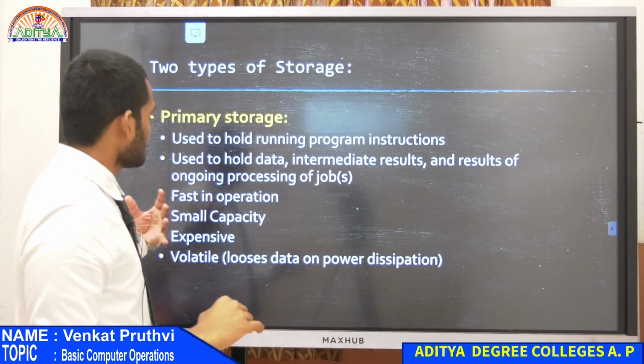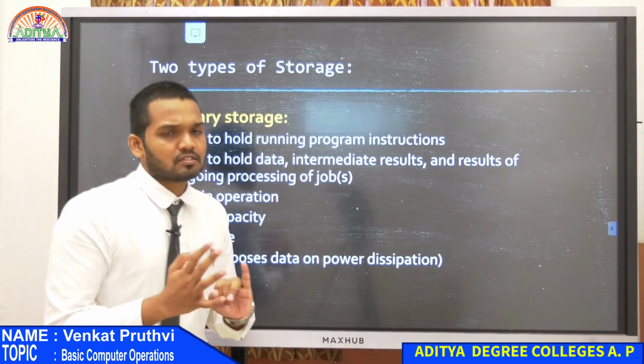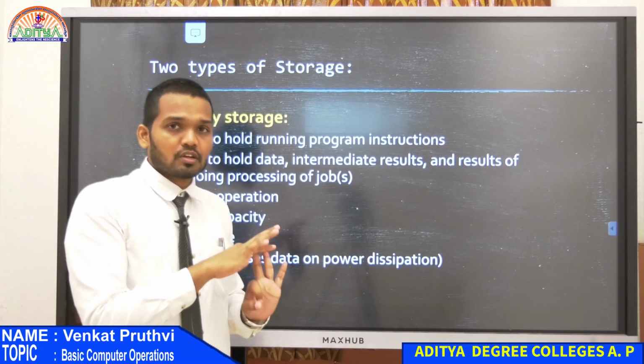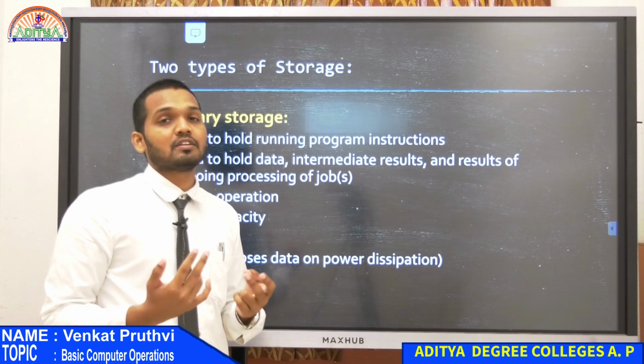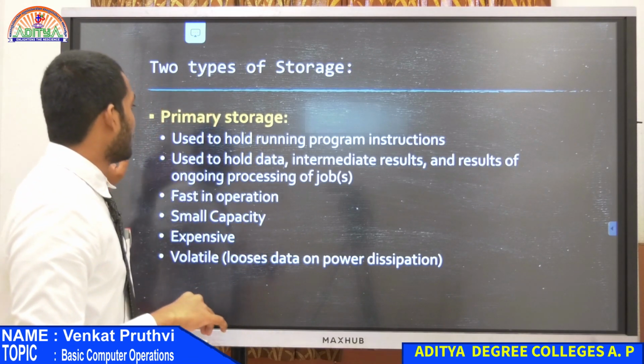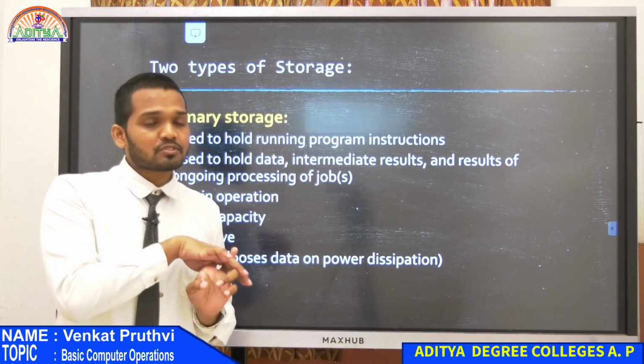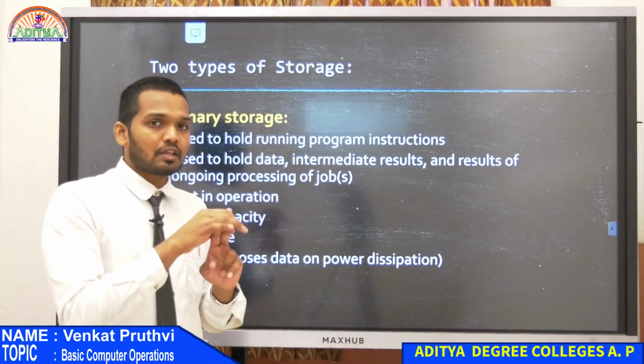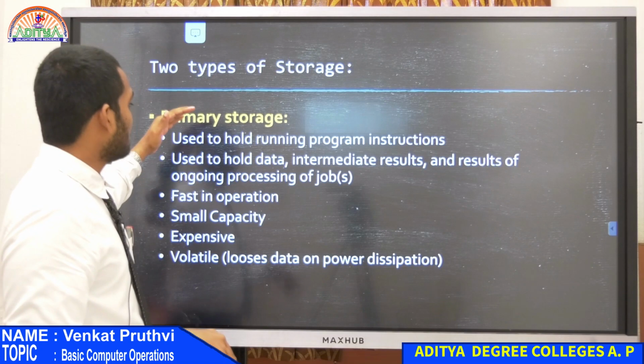Now next, till now we discussed input unit, output unit, storage unit, but what does that storage unit have? We were discussing primary storage and secondary storage. What does the primary storage have? So there are basically two types of storage units for us. One is primary, the other one is secondary. What does the primary storage have?